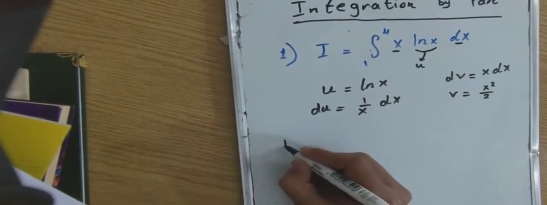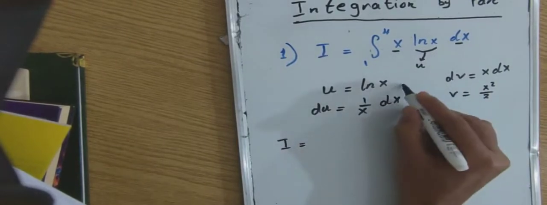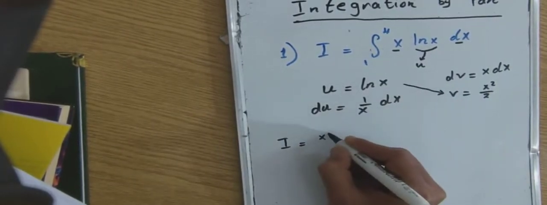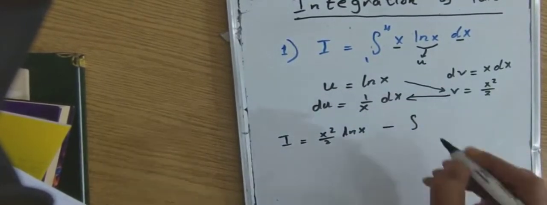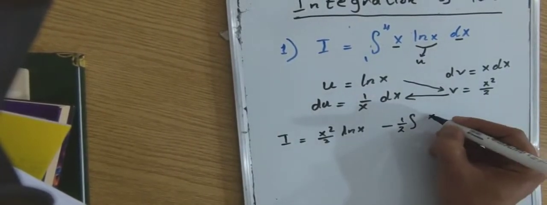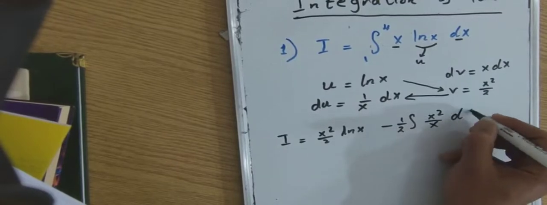Using the rule of integration by parts, our integration will equal u times v, x squared over 2 ln x, minus integration of v du, and the constant half outside, so we have x squared over x dx. Simplifying, x squared cancels x, so we have only the integration of x, and of course we have a limit from 1 to 4.